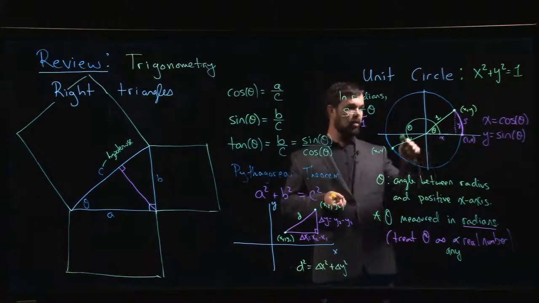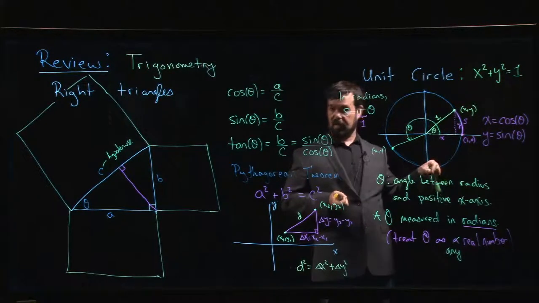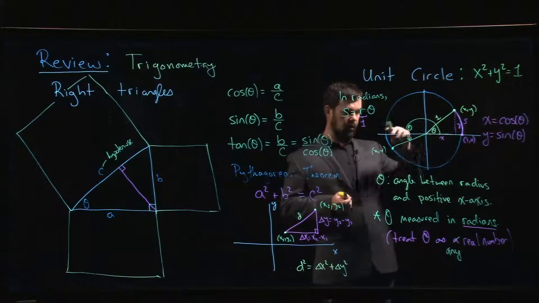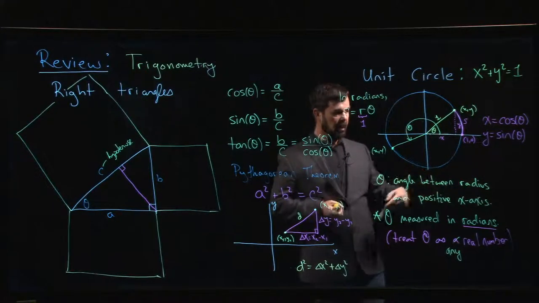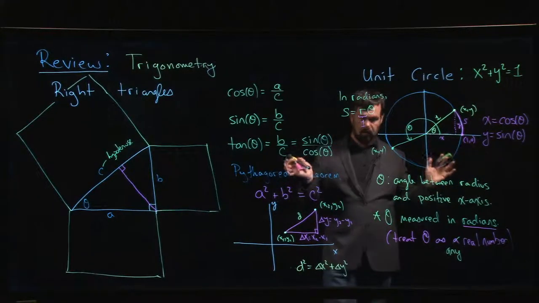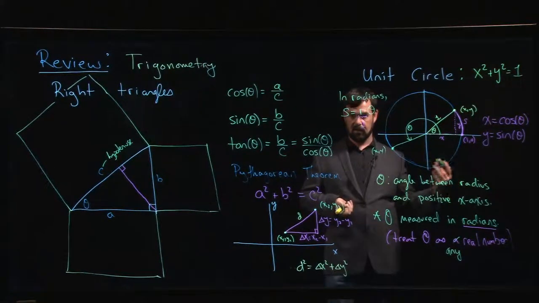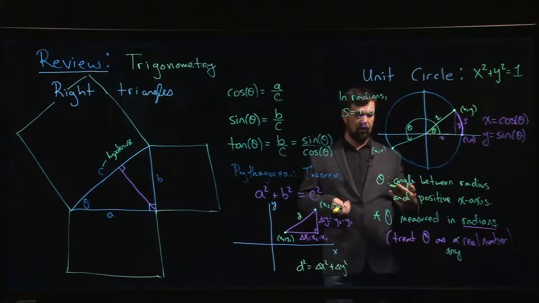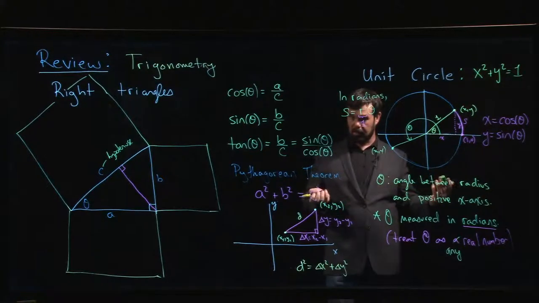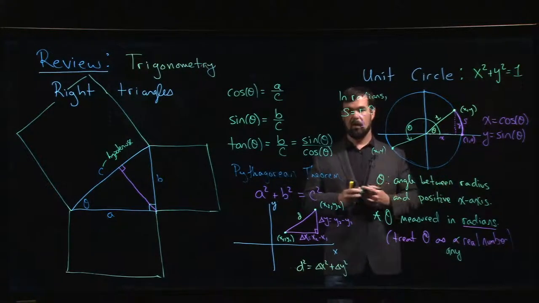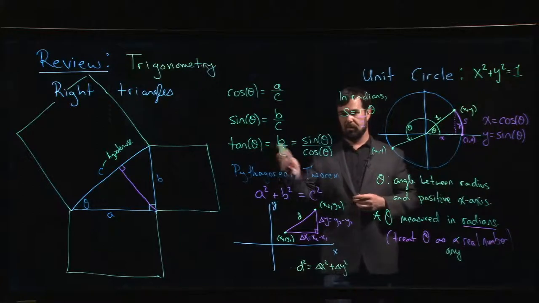I can also go clockwise rather than counterclockwise. I can go the other way around the circle and get negative angles. So now you have a lot more freedom in the sorts of angles that you can consider. You can still define sine and cosine for those angles, now for any real number angle, not just for angles measured in degrees between 0 and 90.